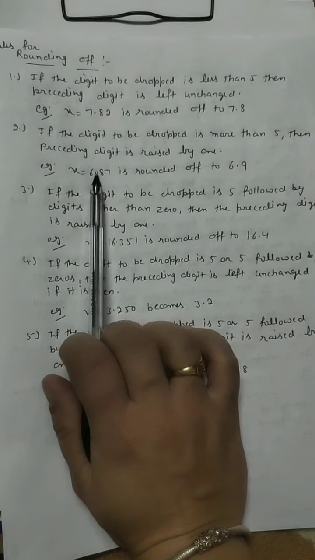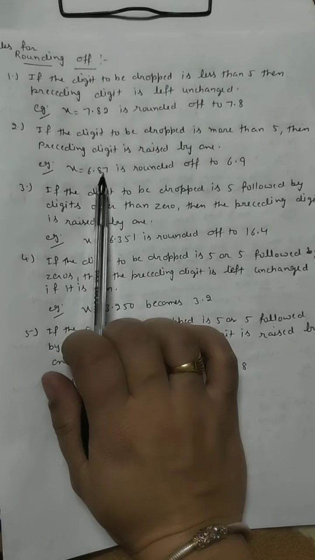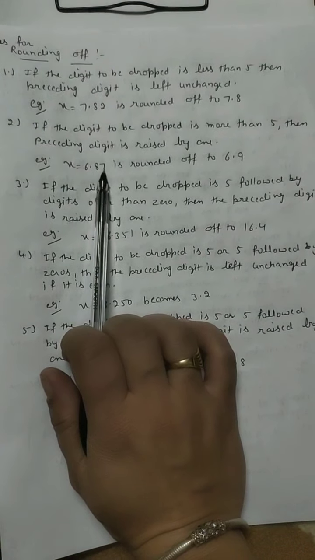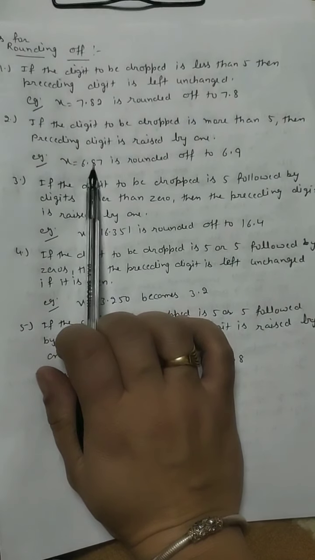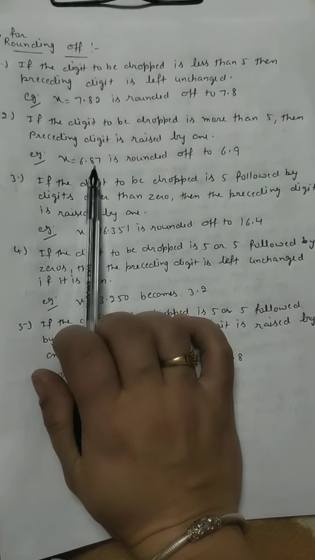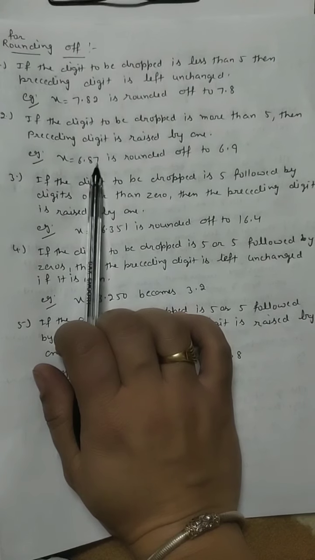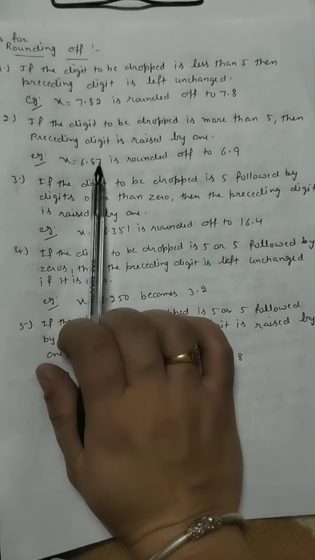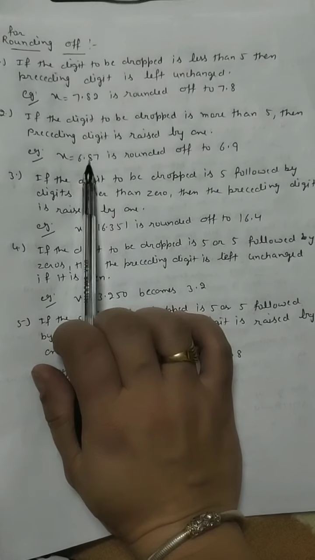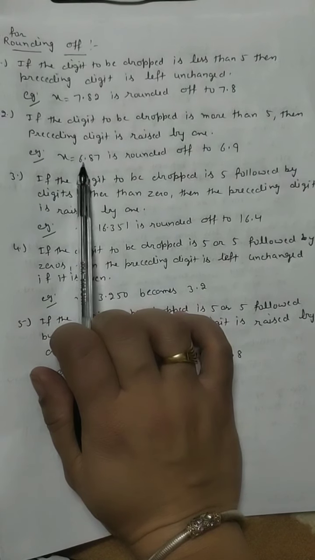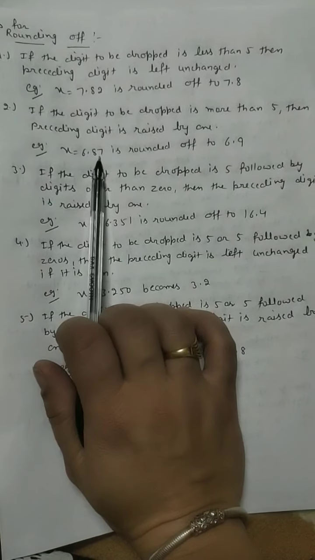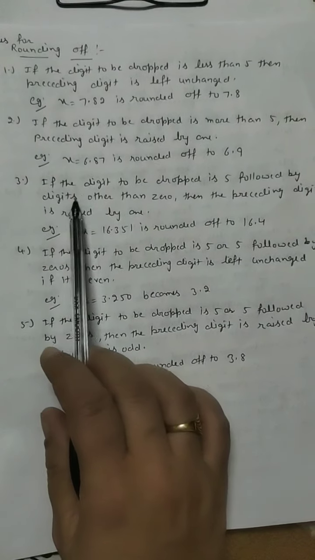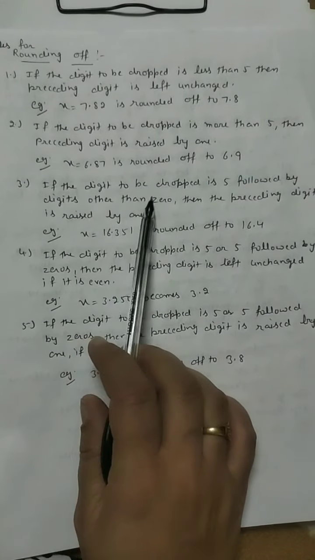The second rule states that if the digit after the decimal digit is greater than 5, then the number will be raised by 1, like 6.87. The 7 is more than 5, so the preceding digit will be raised by 1. After rounding off, we get 6.9.